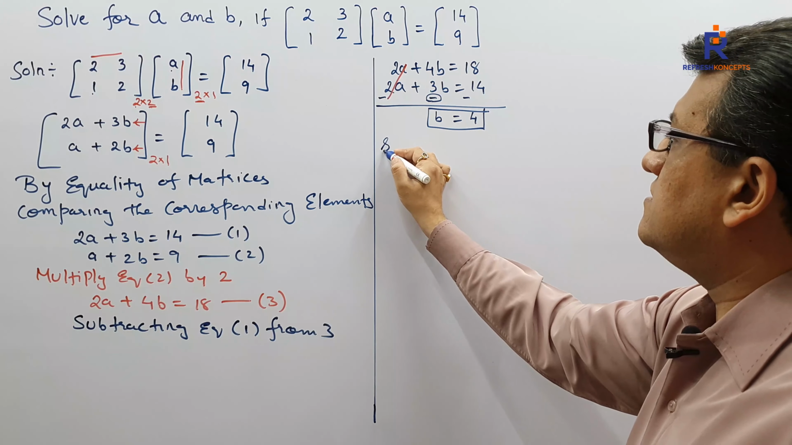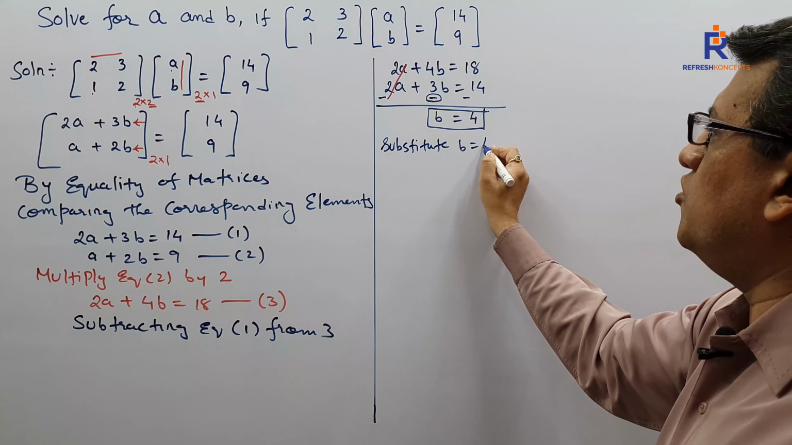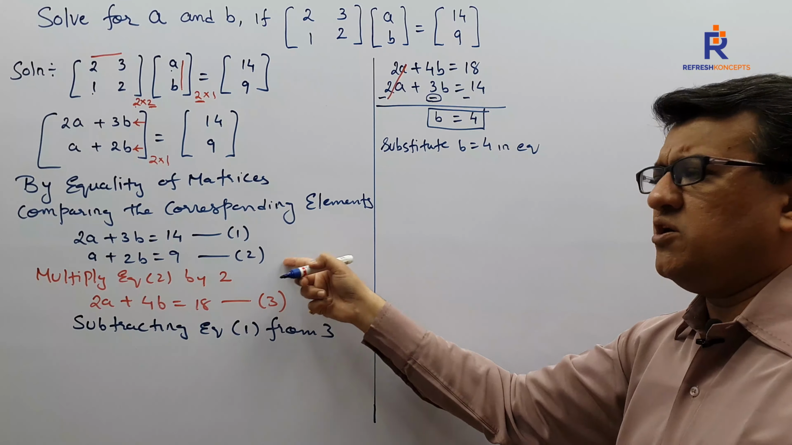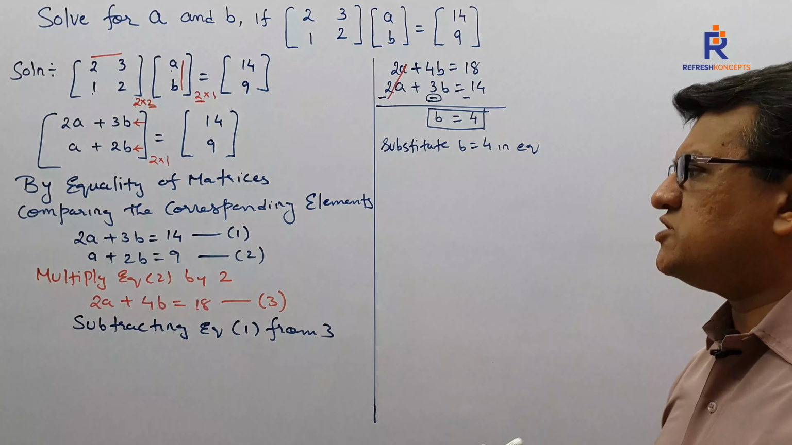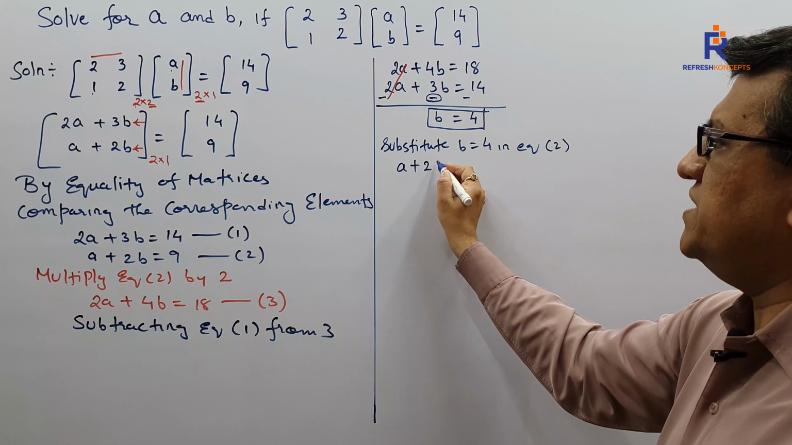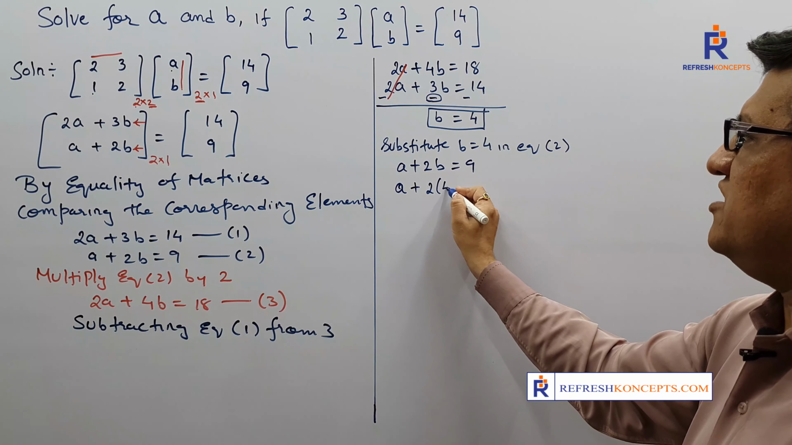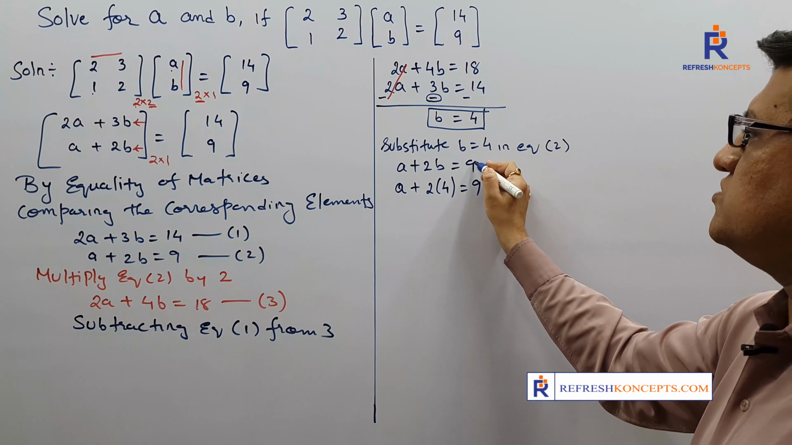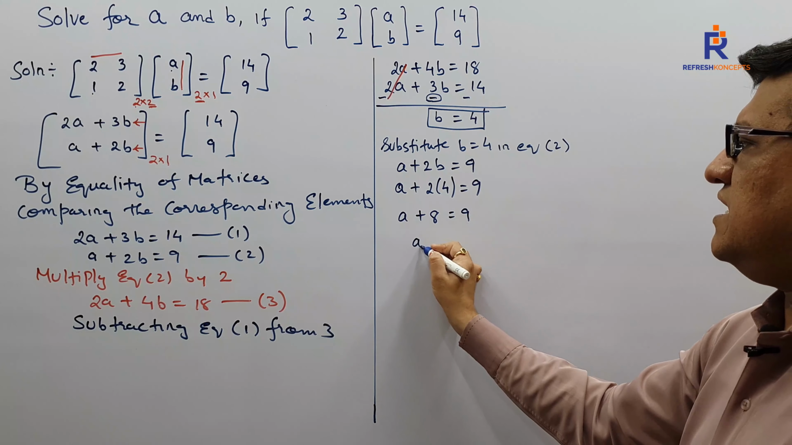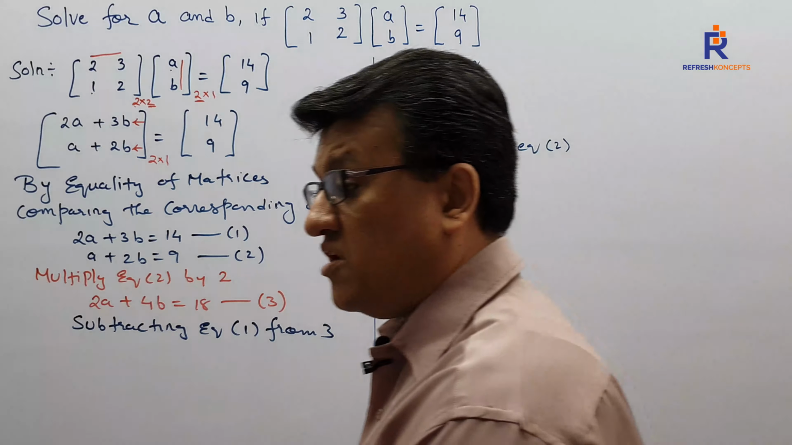Substitute B equals 4 in whichever equation you want, either 1 or 2, right? I shall take equation 2. We get A plus 2B is equal to 9. A plus 2 into, the value of B is 4, which is equal to 9. A plus 8 is 9. A is 1.